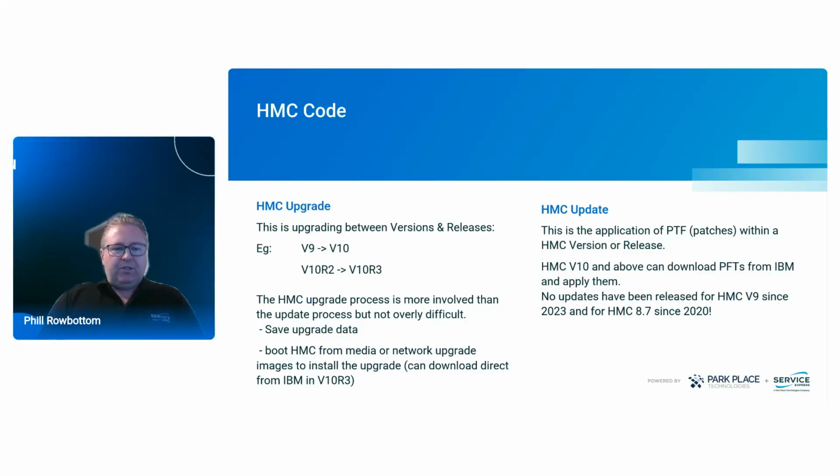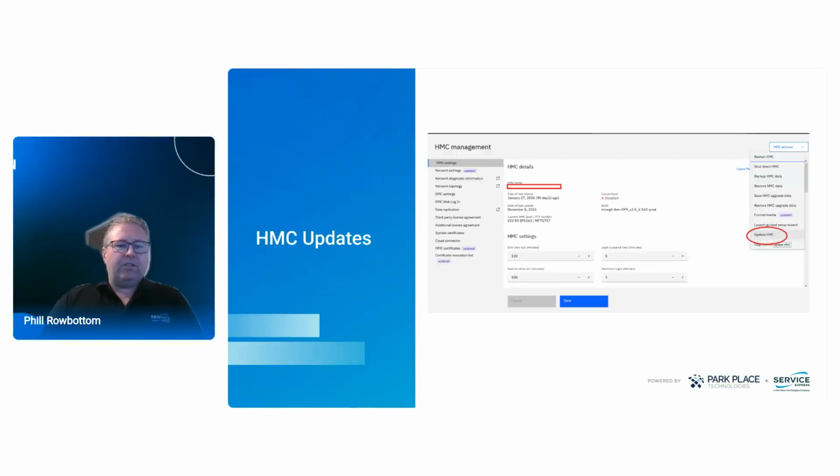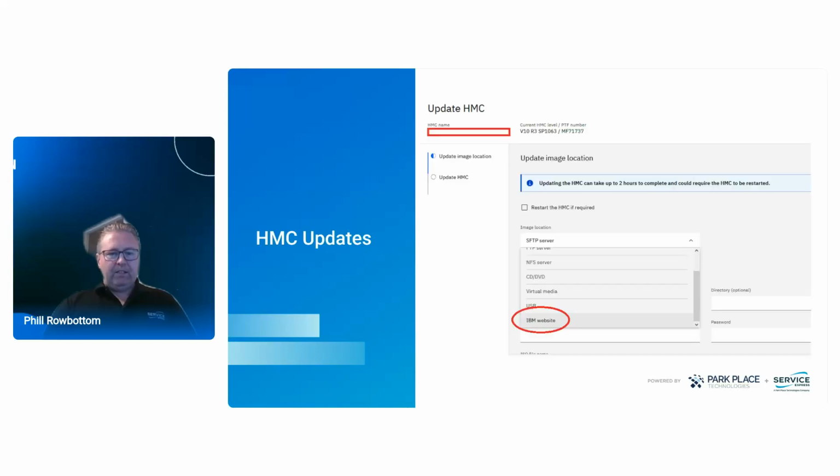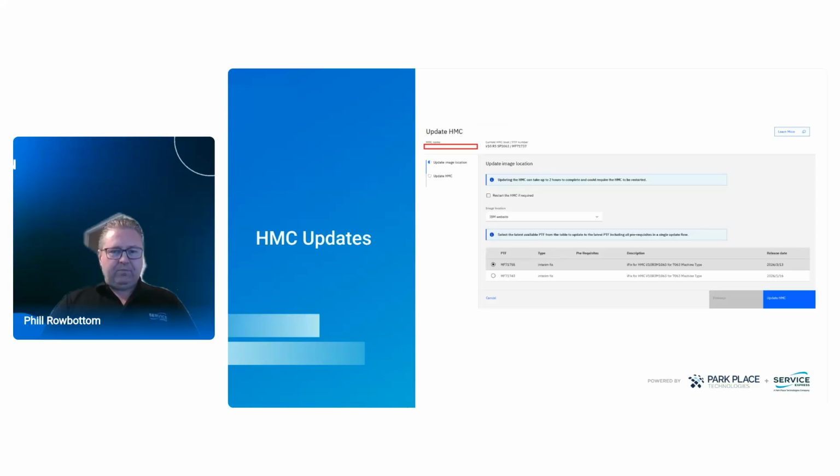So anyway, just a few quick screenshots now of the process of doing HMC updates with the HMC downloading those updates direct from IBM. So we go to the HMC management page on the HMC UI. We go to update HMC. Then we can tell it the location we want to get the updates from is the IBM website. This, of course, all depends on your HMC having access back to IBM, which is a good thing to have.